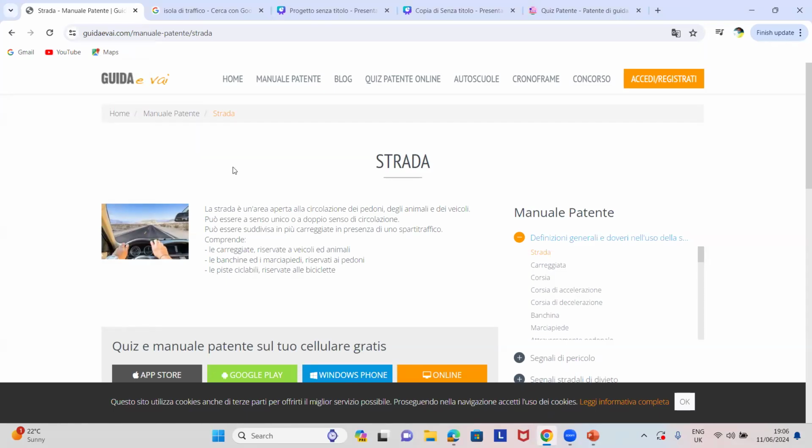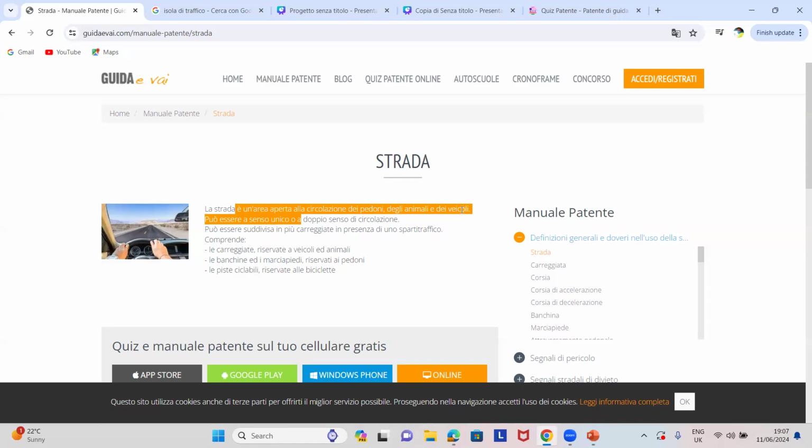Okay, let's continue. Now, what is called Strada? Strada è un'area aperta alla circolazione dei pedoni, degli animali e dei veicoli. Now, they're telling us that road is an area open for the movement of pedestrians. People, I don't start until you follow me. Trust me, if you follow me, you understand what we are doing. This part is very, very crucial. Road is an area open for the movement of persons, of animals, and vehicles.